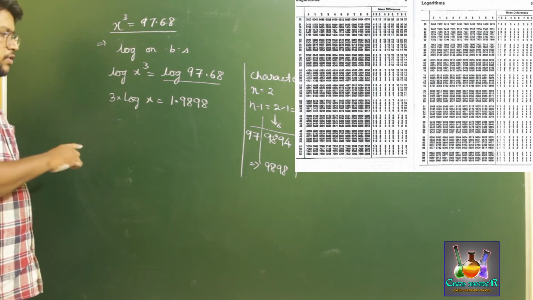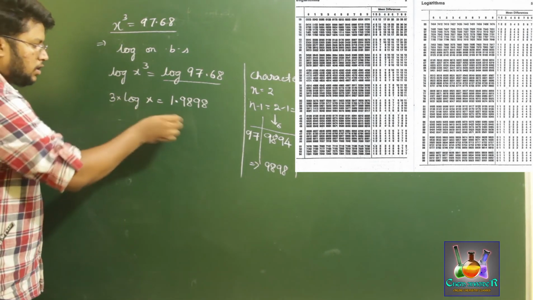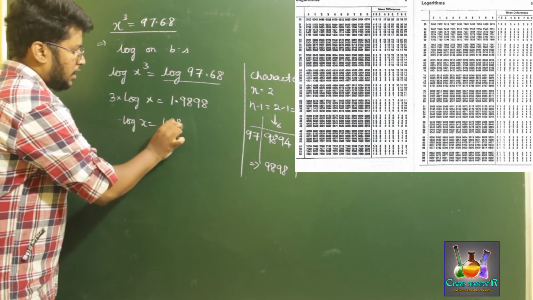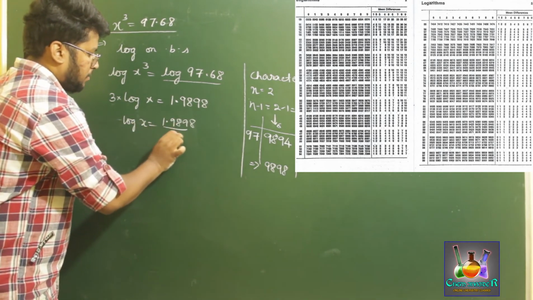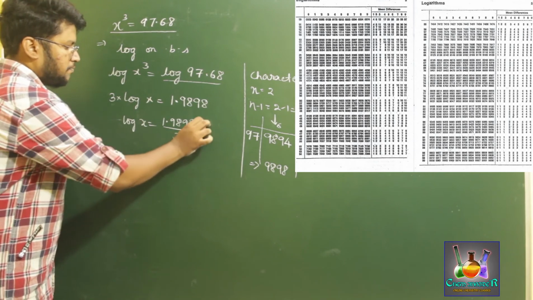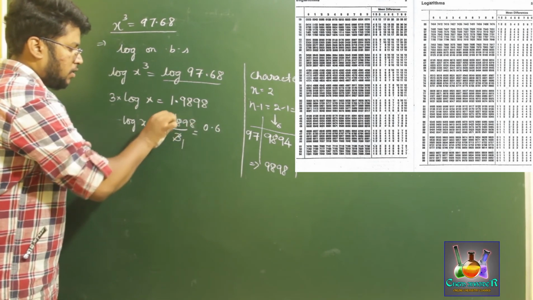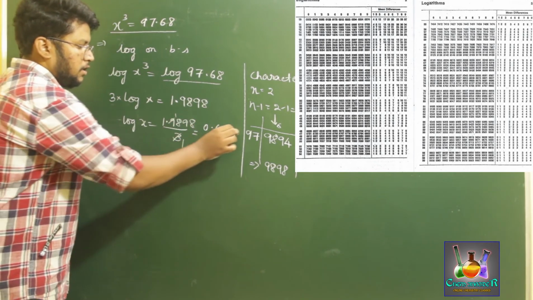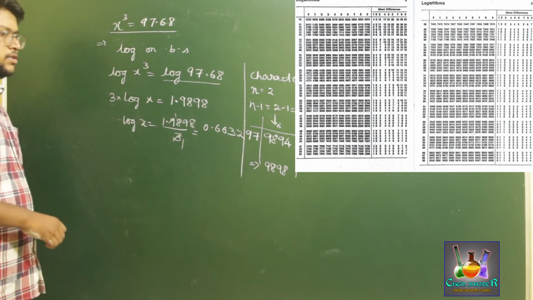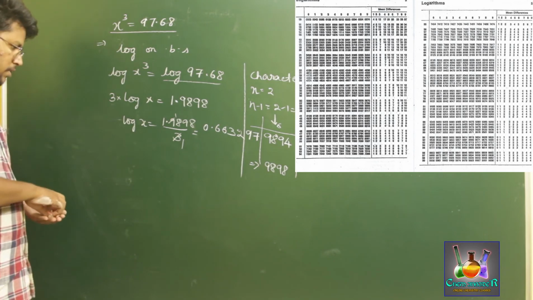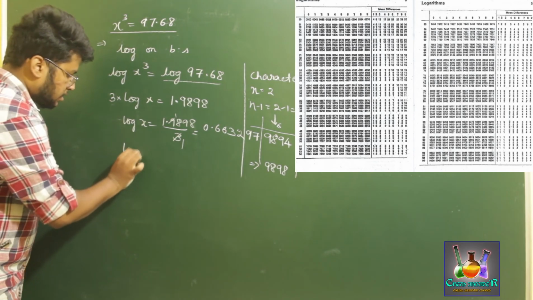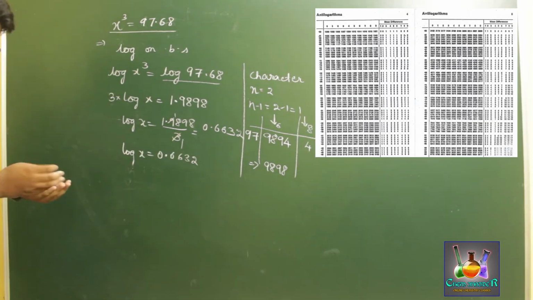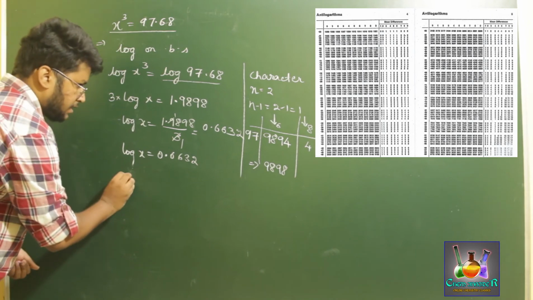What we need to find is the value of x. So taking 3 to the other side, we get log of x is equal to 1.9898 divided by 3. This gives us 3 ones are 3, 0.6 with remainder 1, we get 6, one more 3, and what is left is 8, that is 3 twos. So we get 0.6632. That is, log of x is equal to 0.6632.